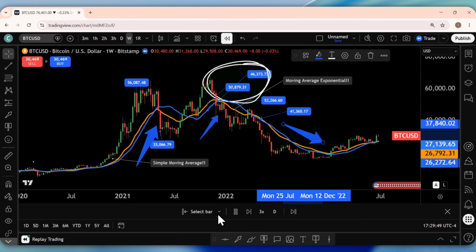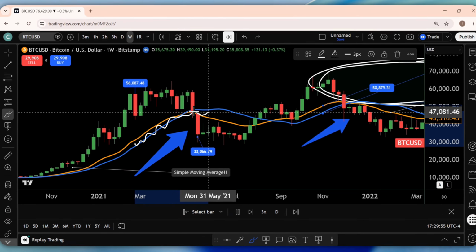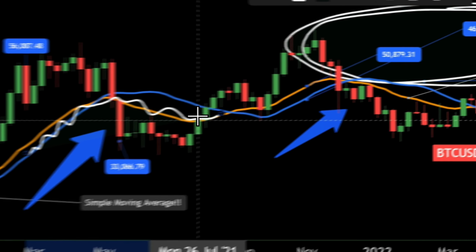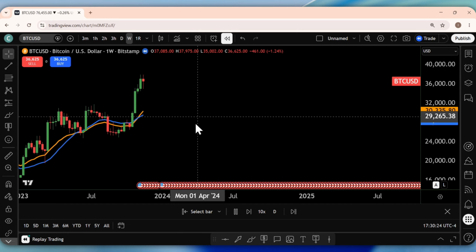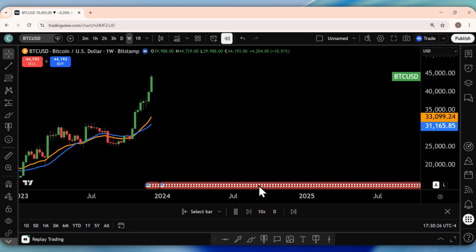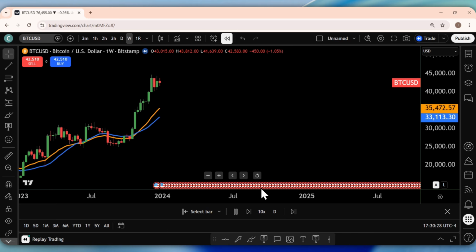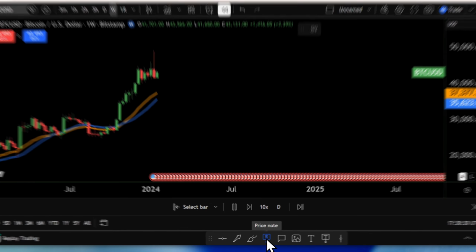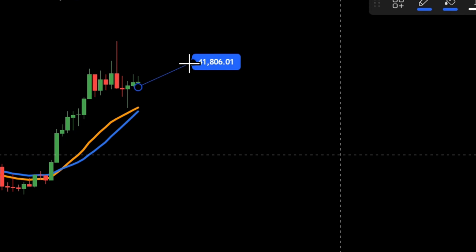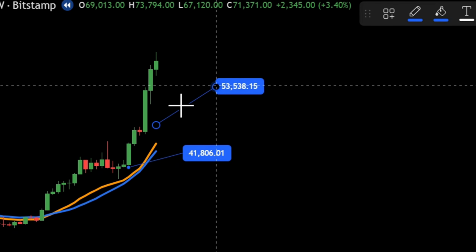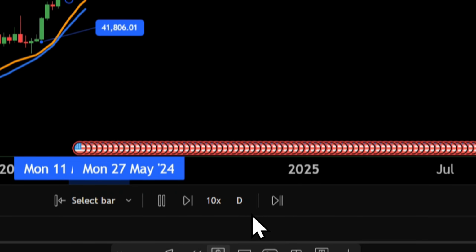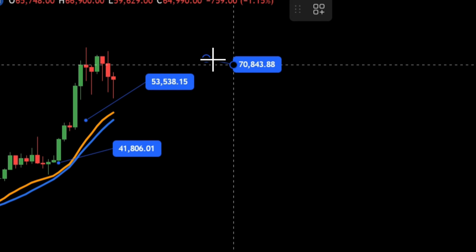Now let's take it one step further. Add a 200-period moving average. This is one of the most widely watched indicators in technical analysis and institutional trading. The 200 moving average is commonly used to analyze long-term macro trends and overall market direction. When price remains above the 200-period average, many traders consider the asset to be in a long-term uptrend. And when price trades below it, sentiment is often viewed as weaker.